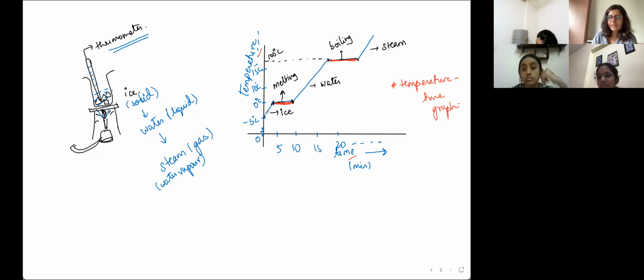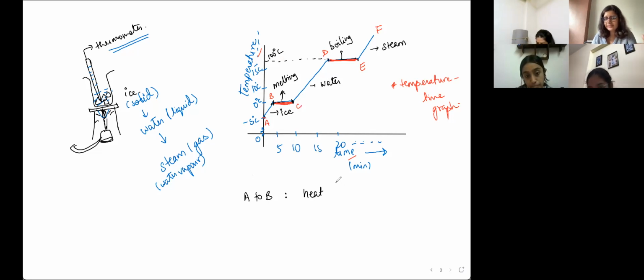So initially, let's name these points, call this A, B, C, D, E, and F. So initially A to B, heat energy is used to increase the temperature. वो तो obvious है, हम heat provide कर रहे हैं, उसका temperature is increasing. Heat energy का direct conversion increases temperature.